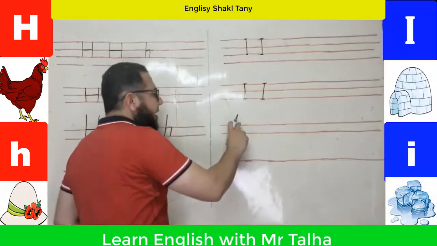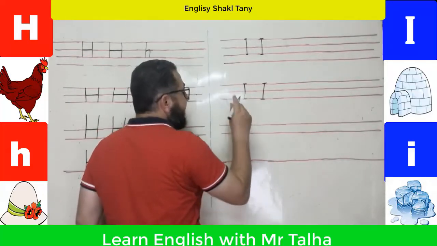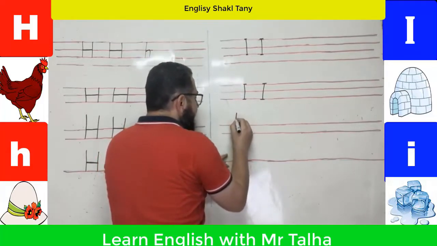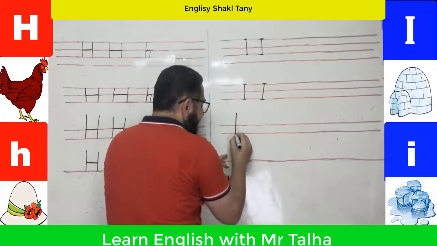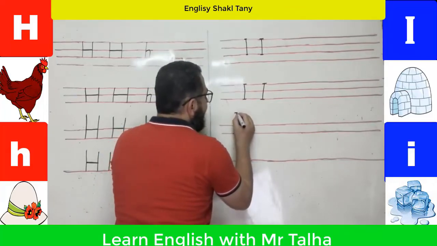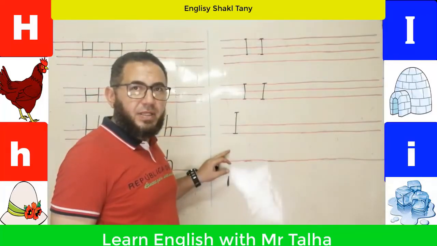Again, when I write it on the two lines, I must say to my child that I'll start at the top, above the two lines, then go down to the second line like that, and a short sleeping line here, and a short sleeping line here. It's I capital.